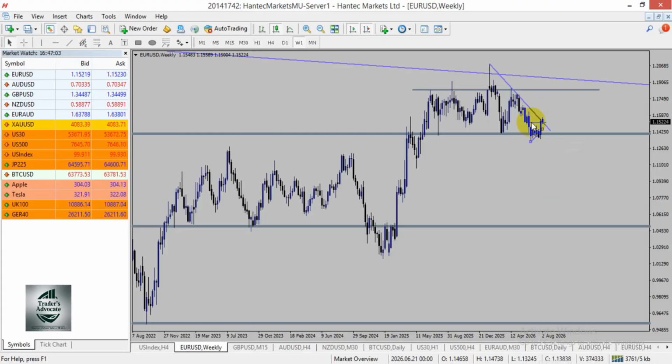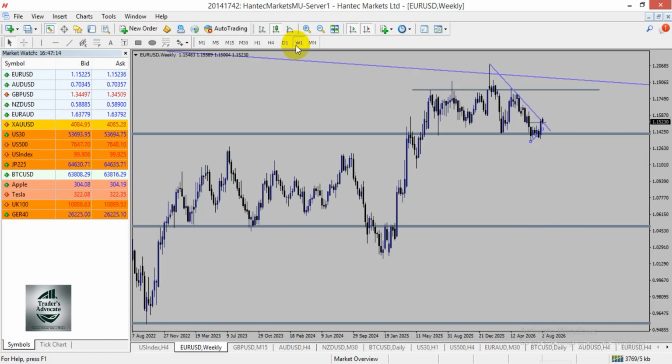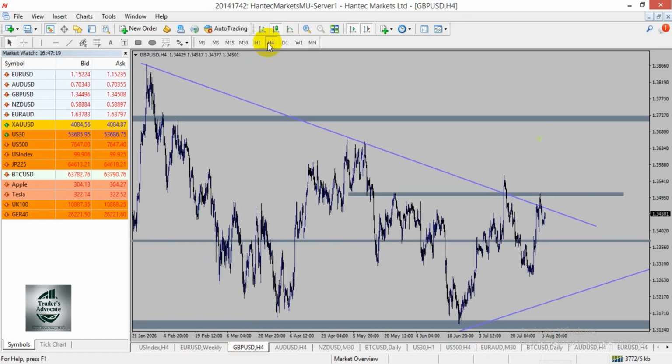I have no business looking for buying and selling within this high and this low. The market is currently consolidating. Break down here, I will sell. Break above here, I will buy. Until that happens, Euro USD, sit on your hands. Let's look at the pound sterling. Same thing goes with the pound sterling.